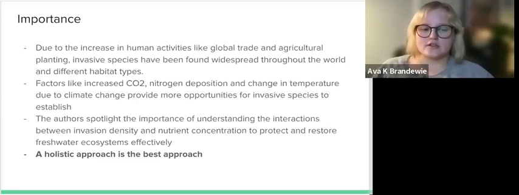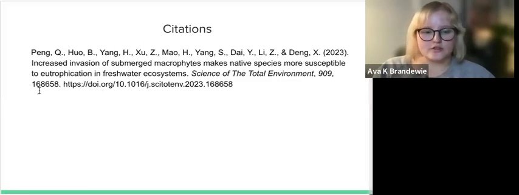And the authors really spotlight the importance of understanding the interaction between invasion density and nutrient concentration to protect and restore freshwater systems effectively, because as we have repeatedly learned throughout this course, the best way to tackle freshwater ecosystem protection and restoration is with a holistic approach. So you want to look at more than one factor. You can't just control one thing and expect the whole ecosystem to figure itself back out. And the authors just really wanted to emphasize that throughout the paper. And then this was just the final citation.